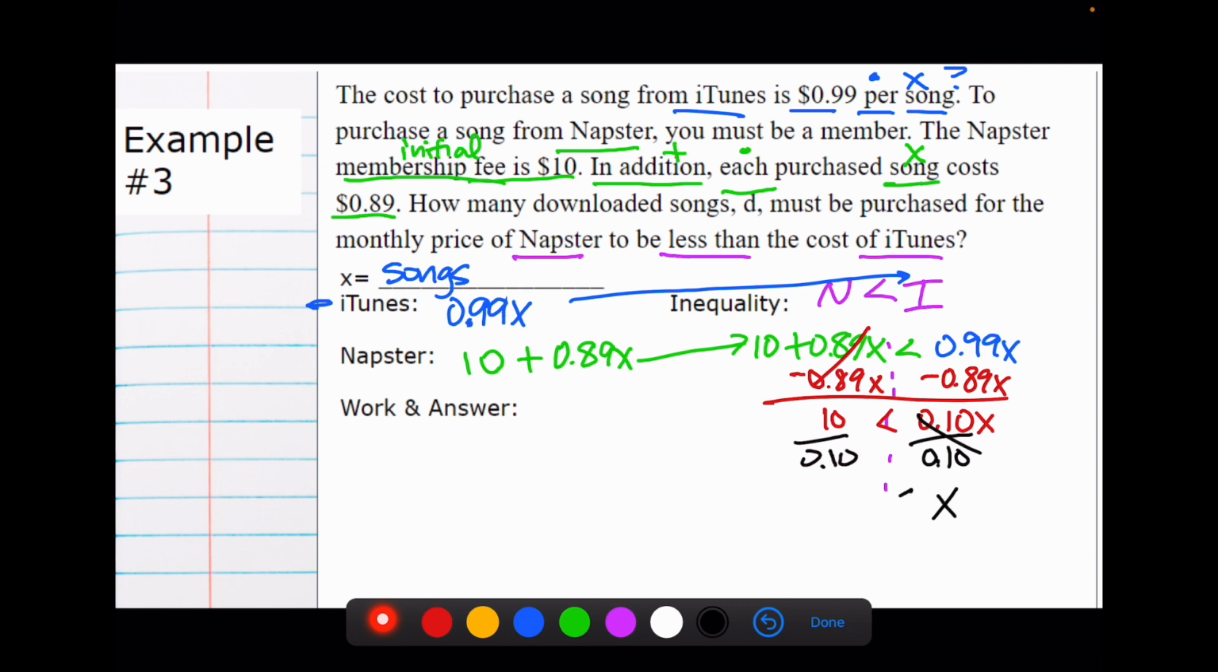When I do that, you're going to get 100. And this is going to be songs, 100 songs. So we need to make sense of this. And to do that, we're going to write it out in a sentence.